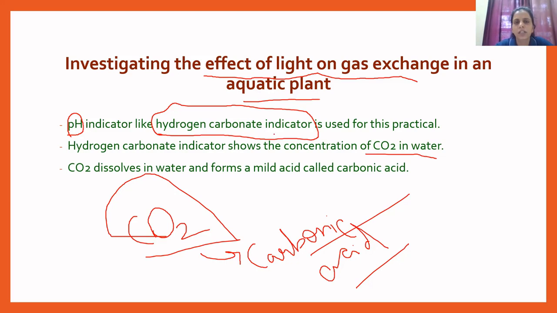So this change in the concentration of carbon dioxide gas in the surrounding water of an aquatic plant can be detected by hydrogen carbonate indicator, which is a pH indicator. When carbon dioxide gas dissolves in water, it forms a mild acid called carbonic acid. So if more carbon dioxide gas dissolves in water, the water will become more acidic, because more acid will be formed. And if less carbon dioxide gas dissolves in water, the water is still acidic, but less acidic than before.